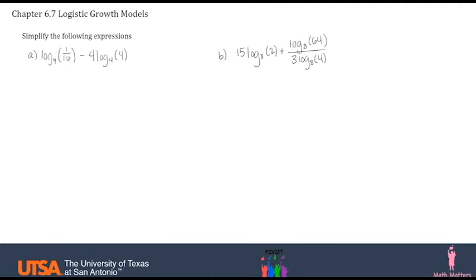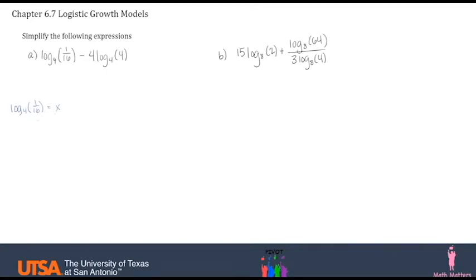Okay, so our first example is log base 4 of 1 over 16 minus 4 times log base 4 of 4. And we can solve this by taking it term by term. So we can simplify each term first. Let's do log base 4 of 1 over 16.